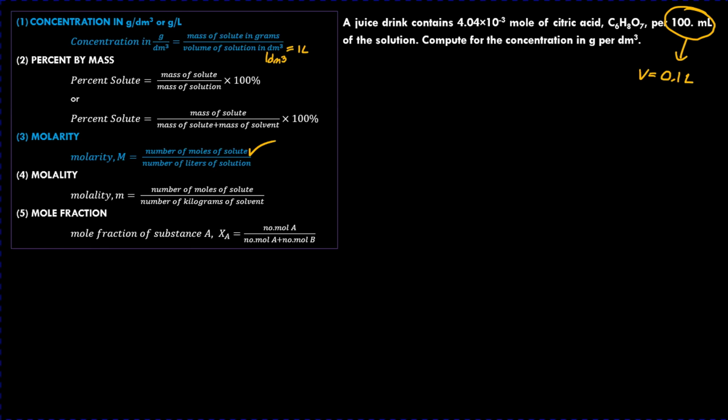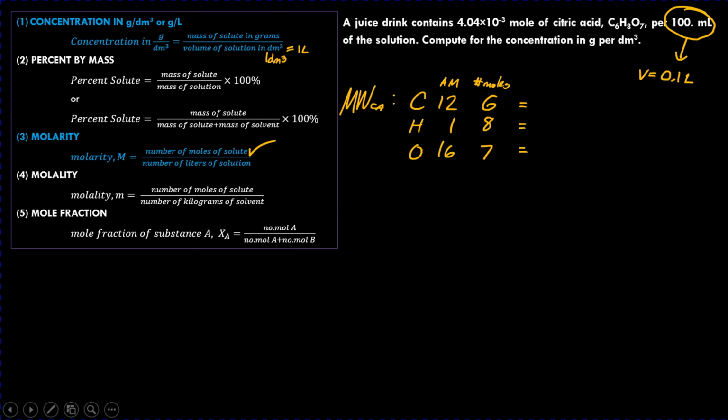So here we need to obtain the molecular weight of citric acid. Citric acid is composed of carbon, hydrogen, and oxygen. The atomic mass of carbon is 12, hydrogen 1, oxygen 16. In 1 mole of citric acid, how many moles of carbon are present? There are 6 of carbon, 8 of hydrogen, and 7 of oxygen. So the total is 192 grams per mole. Citric acid has a molecular weight of 192 grams per mole.